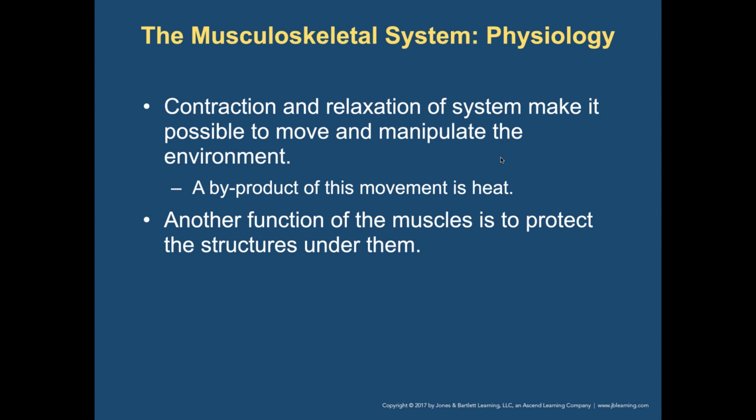Contraction and relaxation of the system make it possible to move and manipulate the environment. Your muscles can only contract. That's why we have muscles on both sides. Like if I want to pull my arm in, my tricep's not doing anything. It's just relaxing. My bicep is moving the bone. If I want to straighten out my arm, my tricep contracts, straightens it out because my bicep relaxes to allow it to happen. And a lot of the systems in the body operate the same way. They're one direction only.